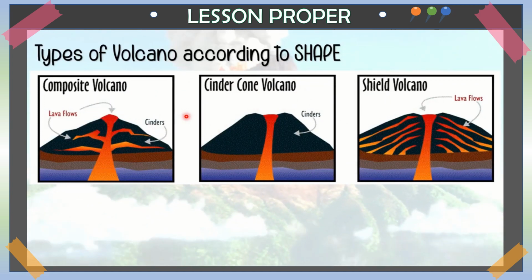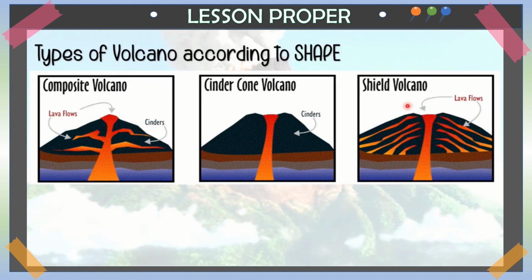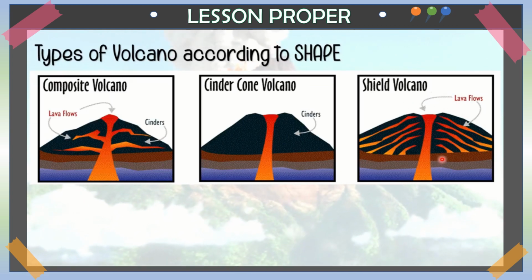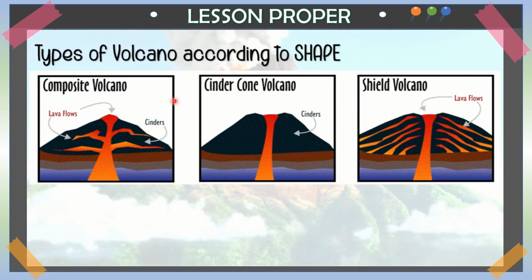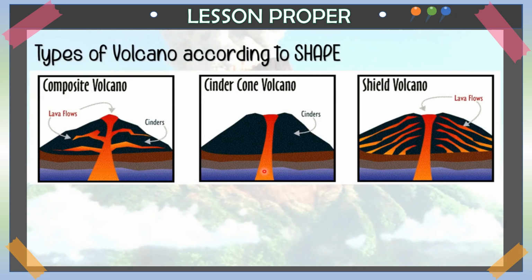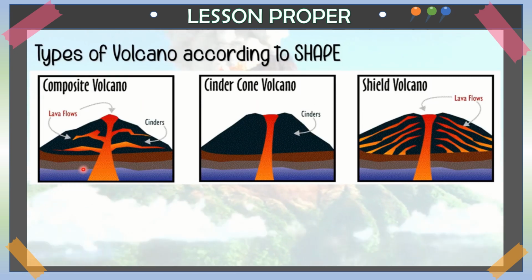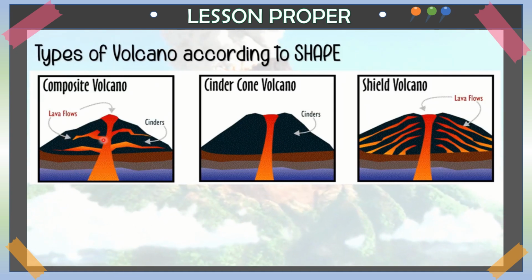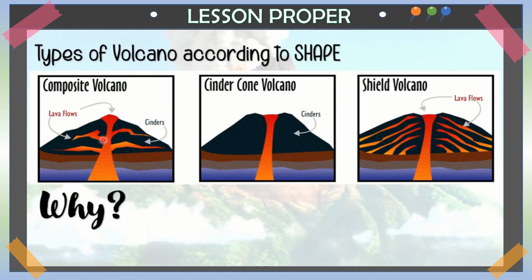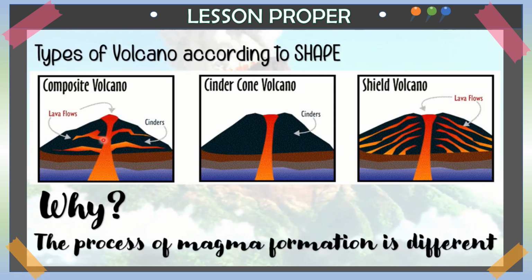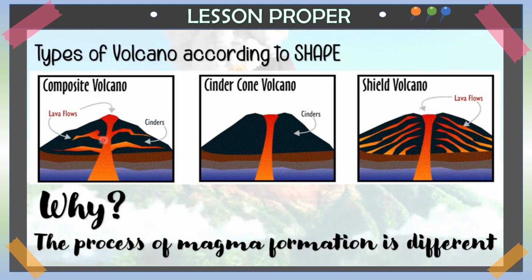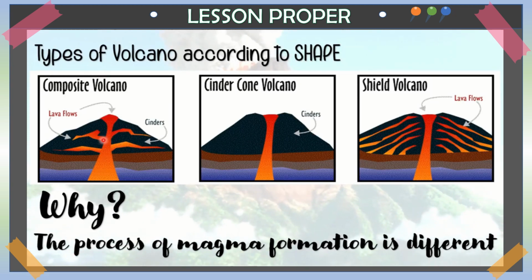Those are the three types of volcano according to shape. Again, we have shield volcano that is broad and resembles a warrior's shield. Cinder cone volcano, also known as scoria cone, has wide craters. Composite volcano, also known as stratovolcano, has a nearly perfect slope structure. But why do volcanoes have different types? It is because the process of magma formation is different at each type of plate boundary. Therefore, the composition of magma differs in each tectonic setting.